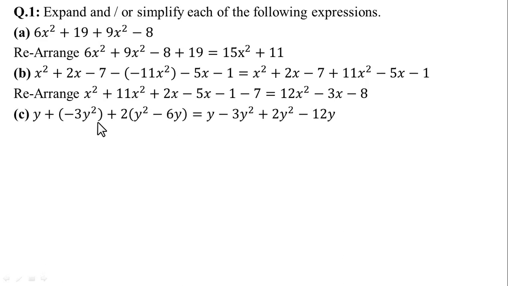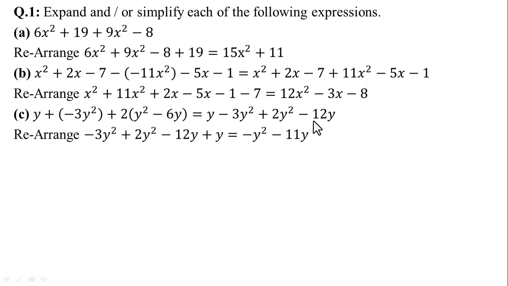In C part, y plus into minus 3y square plus 2 into y square minus 6y. First of all, opening the brackets, then we have y plus minus minus. So y minus 3y square plus 2y square plus minus minus 6, 2 sixes are 12, 12y. So we write that y minus 3y square plus 2y square minus 12y.